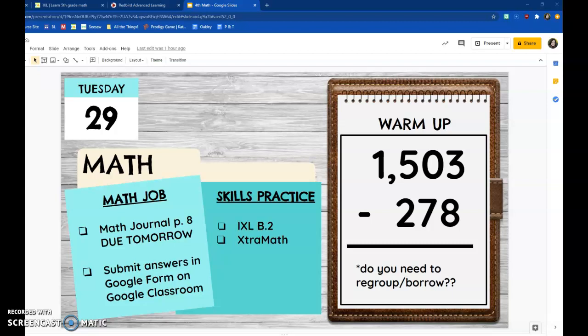Okay. Good morning, Graham. Good morning, Oakley. We are working on a subtraction problem right now. So I would like you to write down 1,503 minus 278. Okay.